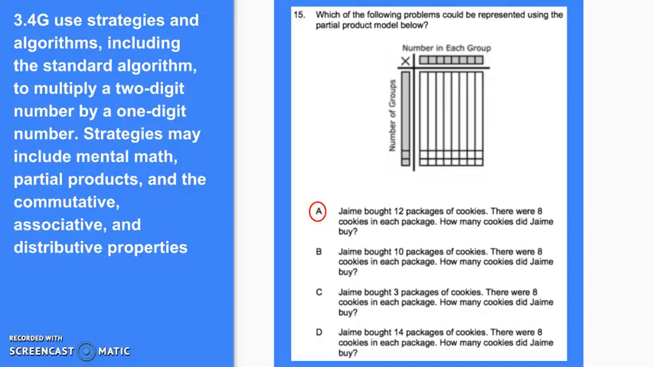As you know, students having experiences with concrete and pictorial models prior to learning the standard algorithm is imperative. Using the concrete models, or the base 10 blocks in this case, and then moving from the base 10 blocks to the pictorial models, which is what you see represented here.